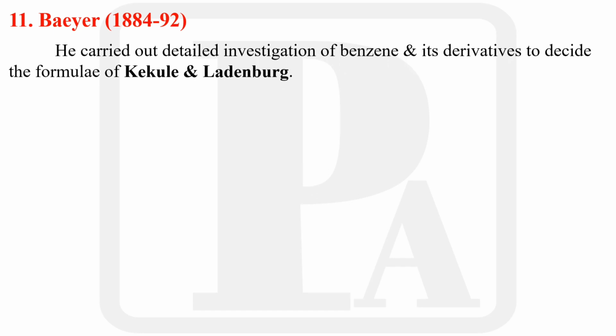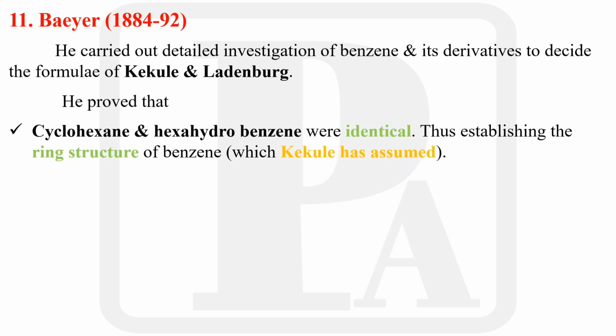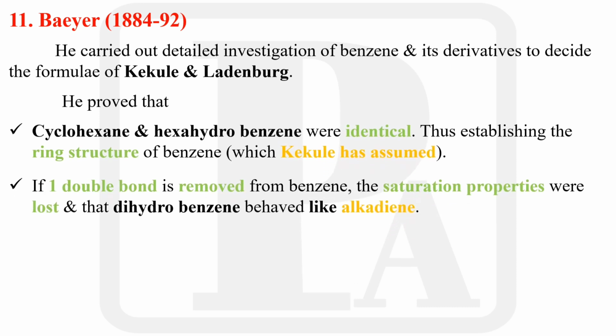Next one is Bayer, in the year 1884 to 92. He wanted to decide the formulae for Kekulé and Ladenburg. That's why he carried out a detailed investigation of benzene. And finally, he proved that cyclohexane and hexahydrobenzene both are same. They are looking identical, and that is giving a reason for the cyclic structure of benzene. This is the point already said by Kekulé.